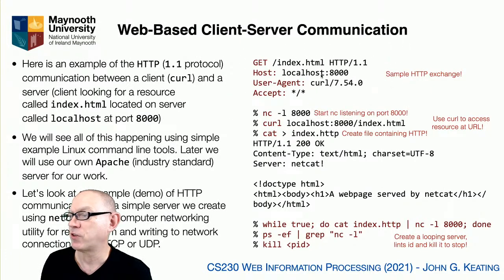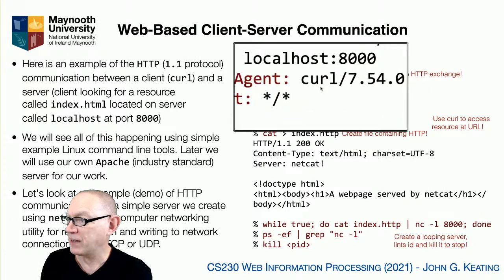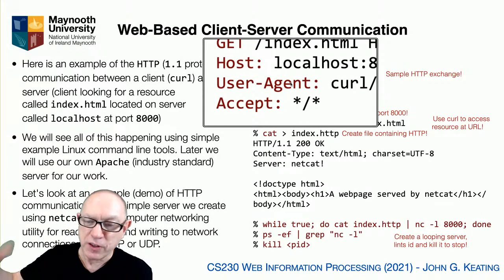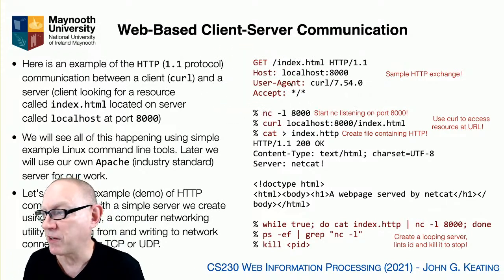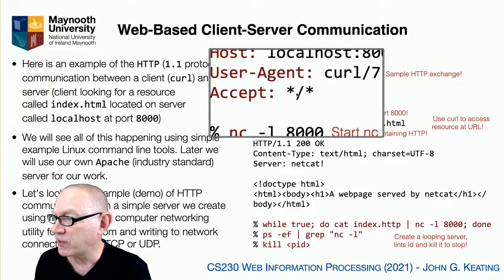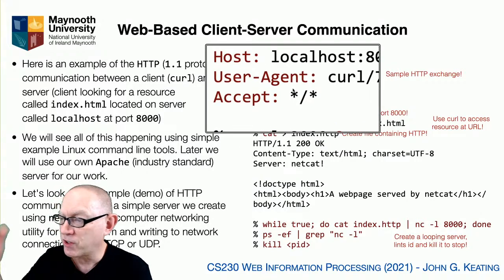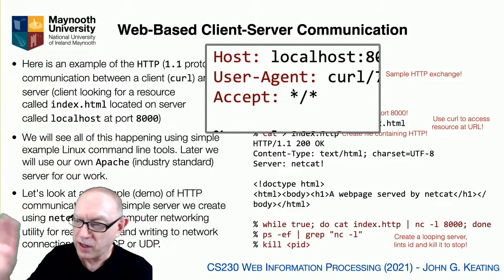So it's a service that's running on a computer, your local computer. And its user agent is the name of the client that's making the request. And this Accept here is telling the server, I can accept anything you give me. I can handle this, it's fine.